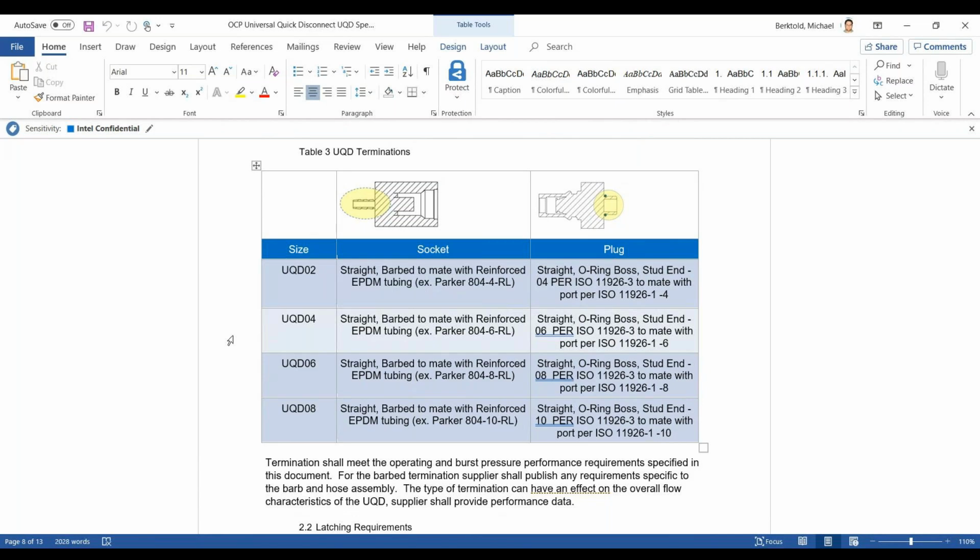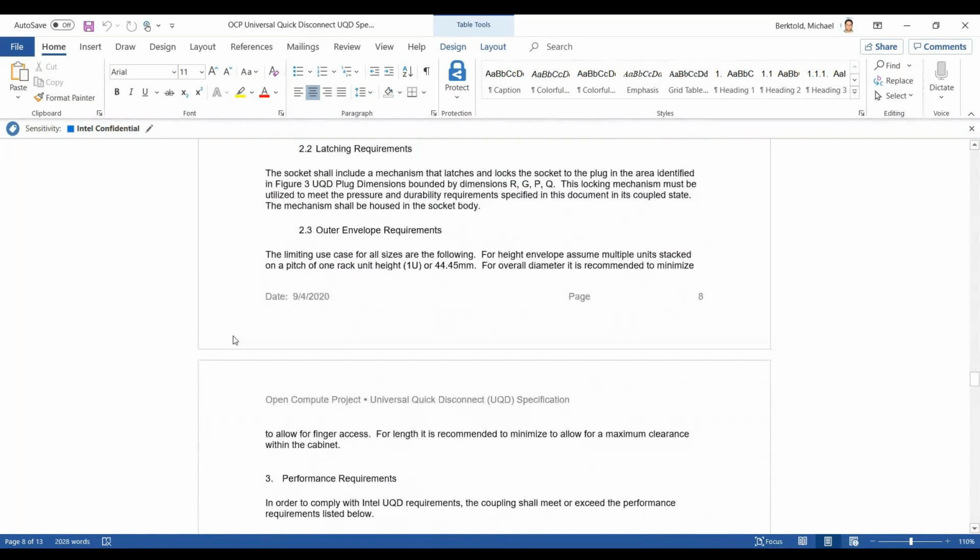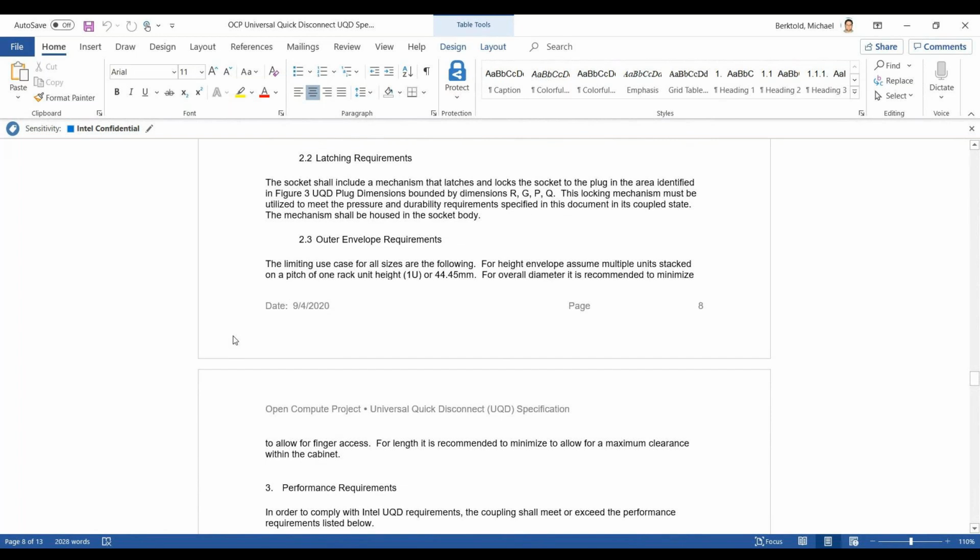Okay. So section 2.2 latching requirements. So I'm calling out here that the locking mechanism, the latch or ball lock, would be housed in the socket and would mate to the UQD plug within the dimensions bounded by R, G, P, and Q. The locking mechanism also must be utilized to meet the pressure and durability requirements specified in the document, and that is in the coupled state.